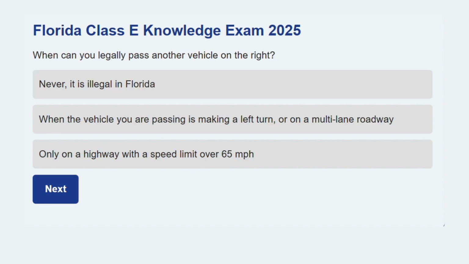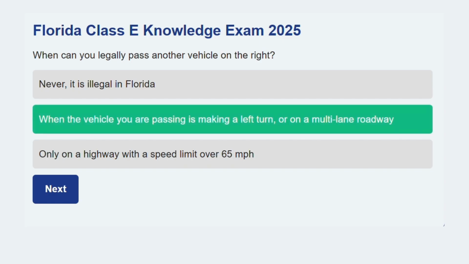Here's another one. When can you legally pass another vehicle on the right? When the vehicle you are passing is making a left turn or on a multi-lane roadway. Passing on the right is only legal under these specific conditions.